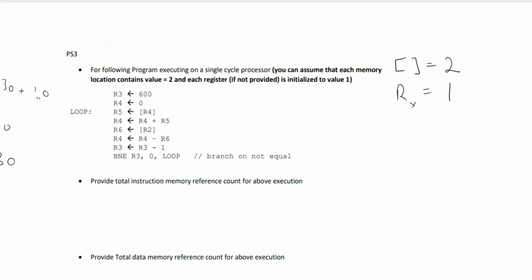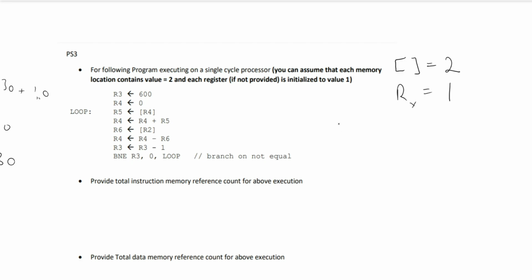Okay. So then provide the total instruction memory reference count for the above execution. So how many times we have to go to main memory. So we load R3 with the direct value of 600, it looks like.